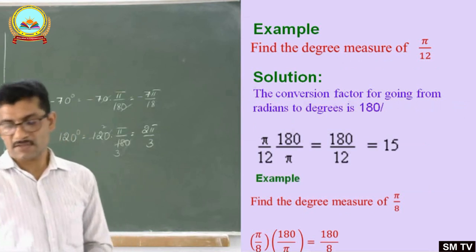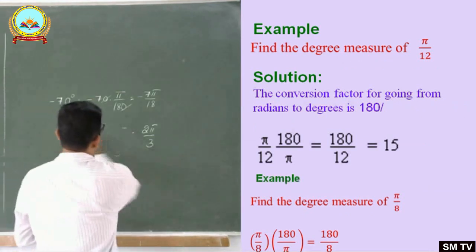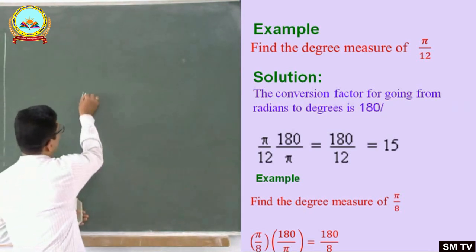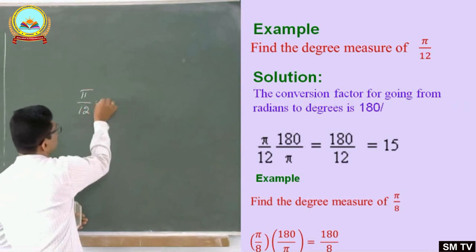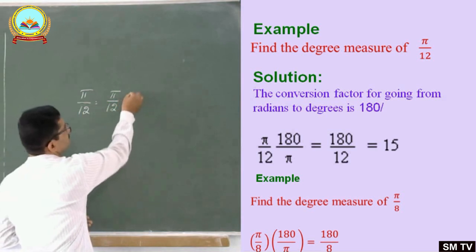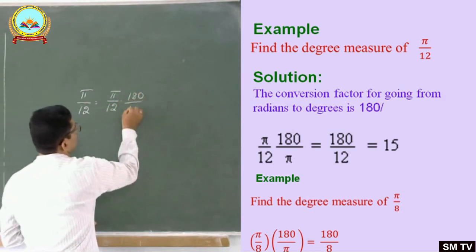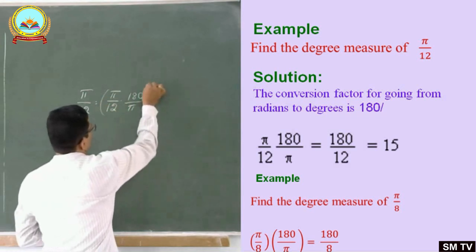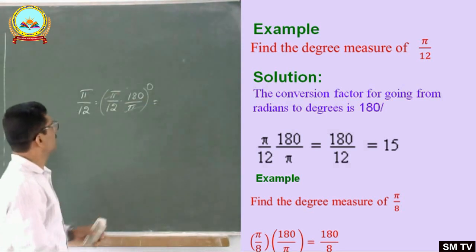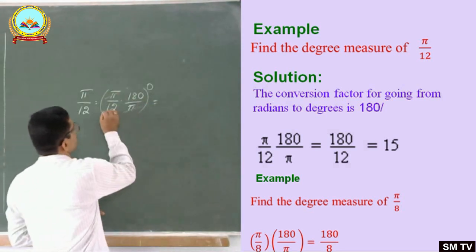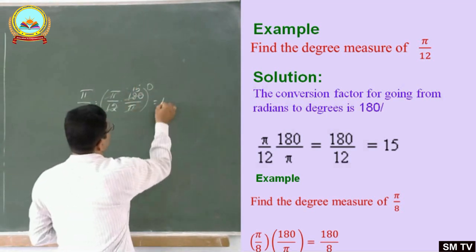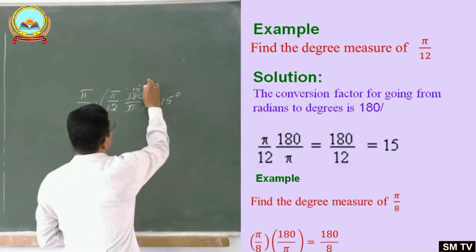Find the degree measure of pi divided by 12. pi by 12 ಅನ್ನು ನಾವು ಡಿಗ್ರಿ ಮೆಜರ್ಸ್ ಅಲ್ಲಿ ಕನ್ವರ್ಟ್ ಮಾಡುವಾಗ, pi by 12 in radian measure ಇದೆ, ಇದನ್ನ ನಾವು ಡಿಗ್ರಿ ಮೆಜರ್ಸ್ ಬರೆಯುವಾಗ this pi divided by 12 we are multiplying by the conversion factor 180 divided by pi degree. ಇದನ್ನ ನಾವು ಸಿಂಪ್ಲಿಫೈ ಮಾಡಿದ್ರೆ here pi cancels and simplify that 12 1s are 12, 12 5s are 60, it means 15 degree ಅಂತ ಬರೆಯಬಹುದು.